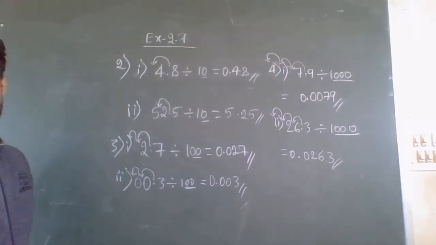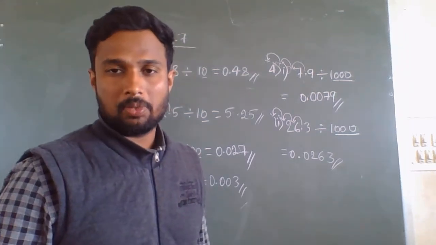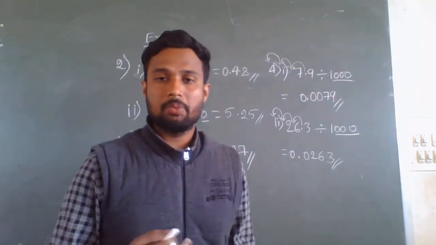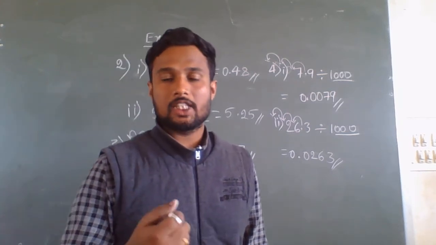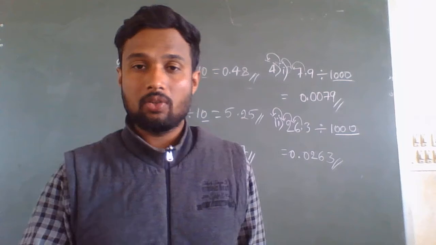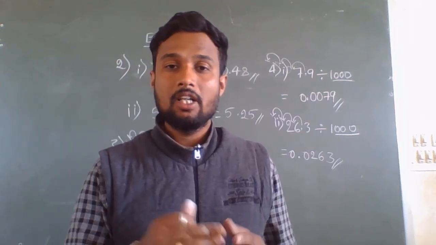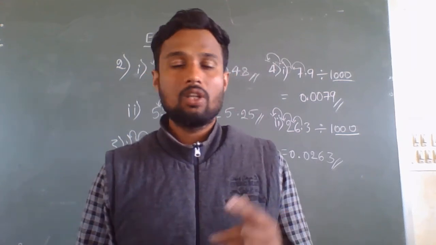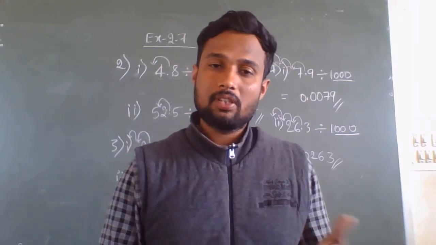Okay. So mainly question number 2, 3, 4 are completely based on division of decimal numbers by 10, 100 and 1000. So here what is the basic thing you should remember, that you should move the decimal point towards left side depending on the number of zeros. In 10 how many zeros are there? Only one zero is there, so you should move the decimal point one step towards left side.